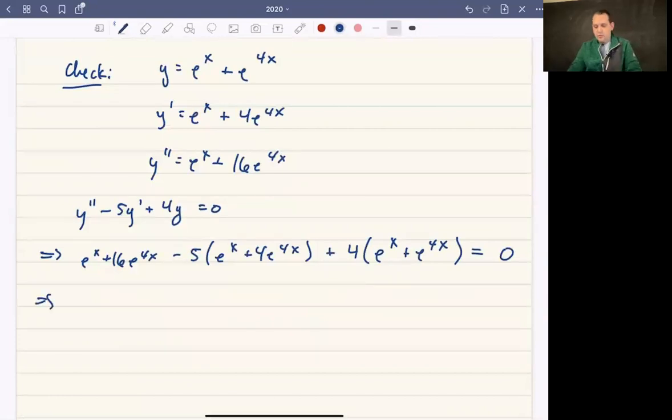And of course, this will work, because you can get the e to the x terms all by themselves. We know that those add up to 0. Then you can look at the e to the 4x terms, isolated from everything else. Those add up to 0. And of course, you're going to end up with 0 equals 0. So it's going to work out just fine.